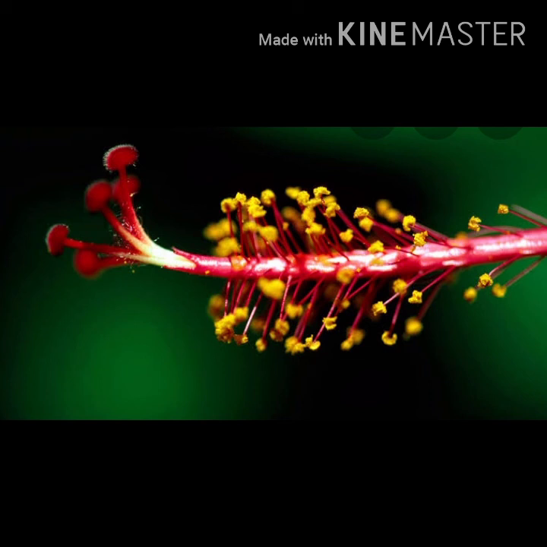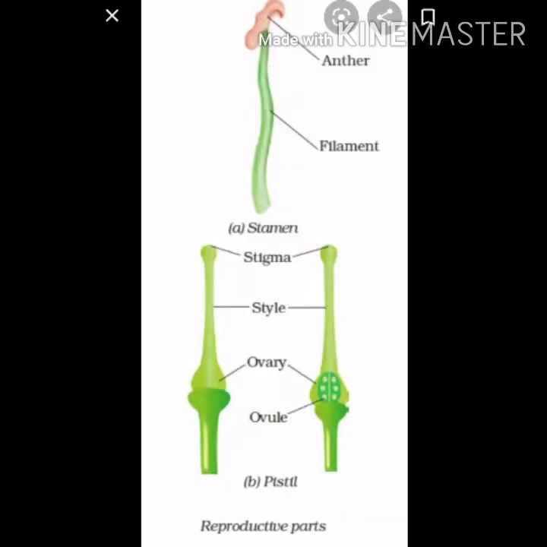Androecium is the male reproductive organ of the flower. Gynoecium is the female reproductive organ of the flower. Androecium consists of a collection, a union of stamens. Stamen is the male reproductive part. Okay, the stamen that we studied. A stamen has two important parts. What are they? A long filament and an upper sac-like structure called the anther.